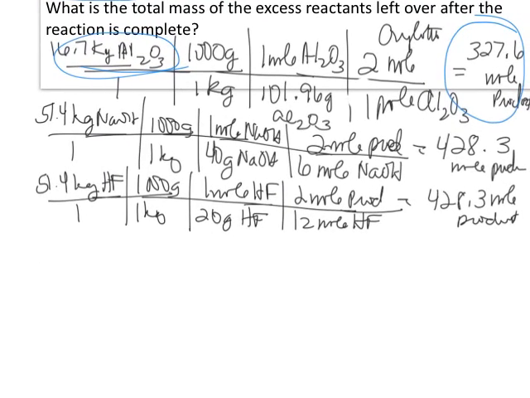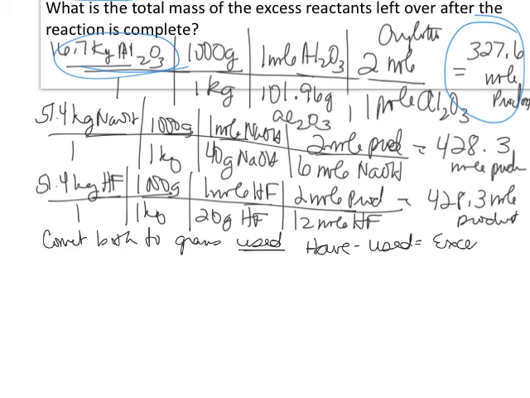Okay, so the last question. What is the total mass? You want to convert both to grams that are used. And then you're going to subtract that from the whole: have minus used equals excess. So you're going to find the excess for each one, and then you're going to add those together.